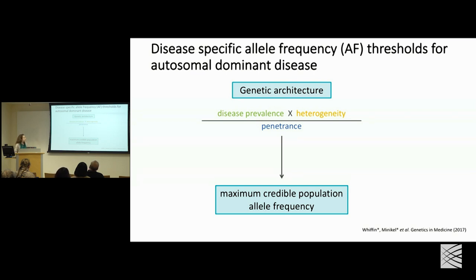Okay, so there are two pieces to this. The first is calculating the maximum credible population allele frequency. You need to look at the genetic architecture of the condition to say how common you think variants for this condition should be in the population. That has to do with the prevalence of the condition, the genetic heterogeneity of the condition, which is the hardest thing to figure out, and the penetrance, which is also hard to figure out sometimes, but honestly, you can kind of hand wave. You don't have to be exact in it.